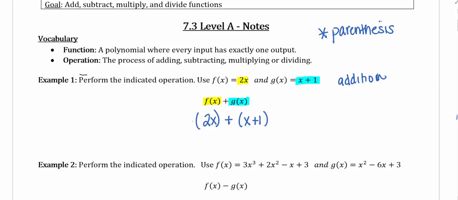So when you're adding, it makes it really easy because there's just a positive 1 in front of everything. So that becomes 2x plus x plus 1. Nothing really changes. And then you need to combine your like terms. So 2x plus 1x is 3x plus 1. And that's adding.